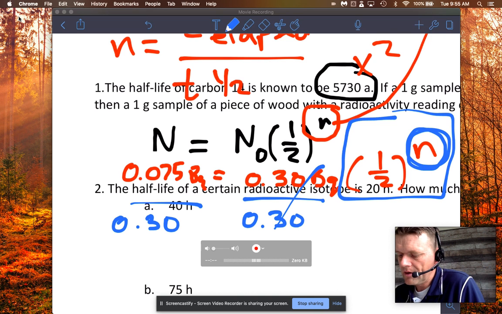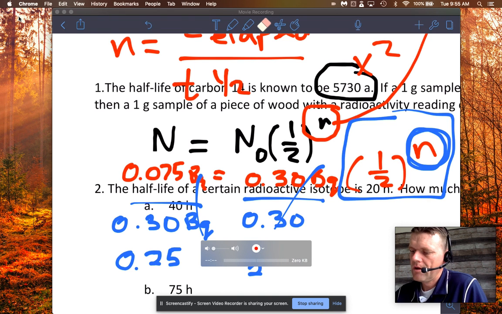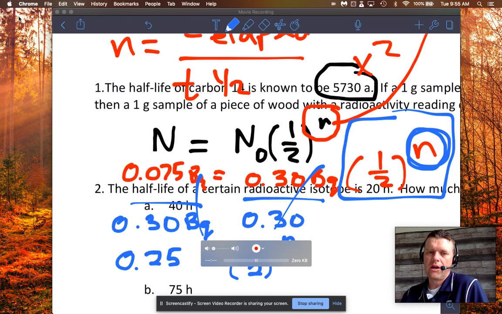And this means that this equals 0.25. Now the units canceled, by the way, so it's just a ratio. That has to equal 1/2 to the power of n, okay?